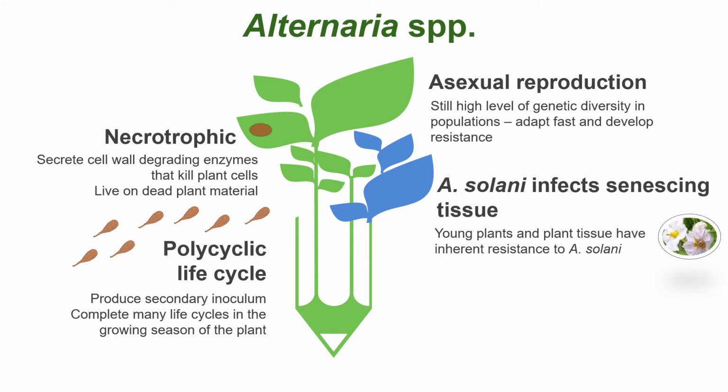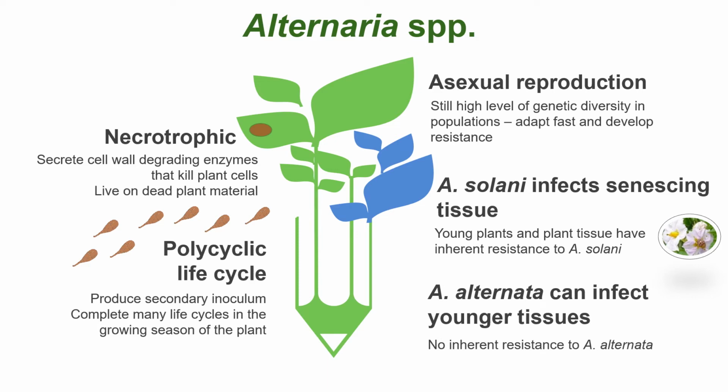If we look at the two different Alternaria species, Alternaria solani infects senescing or older tissue. Young plants and plant tissue of potatoes have an inherent resistance to Alternaria solani. So it's very, very seldom or unlikely that you will see early blight symptoms on young plant tissue. Alternaria alternata, on the other hand, can infect younger tissues as the potato plant does not have any inherent resistance to Alternaria alternata infection.